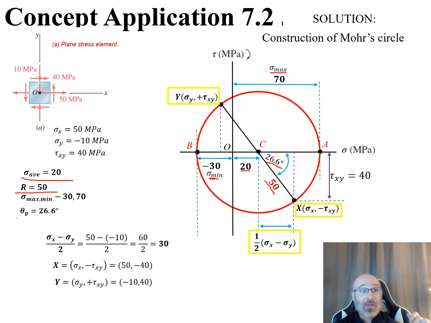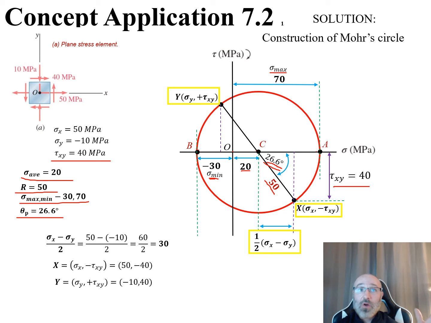We have, again, that theta sub P right there, so I put that in. That's my 26.6 degrees right there, and that was my calculation we did before for the negative 30 and 70 for the sigma max and min right there. Now we can also see over here, here's my tau xy. So my tau xy was given to me in the problem, and that's 40 megapascal, so I've included that there.